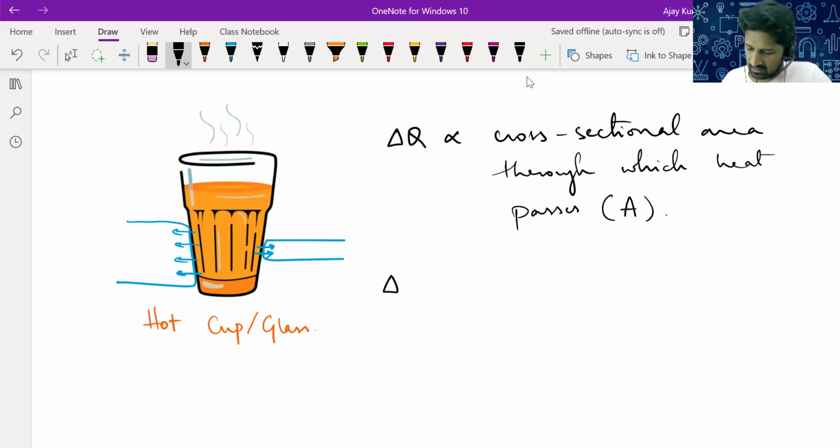Another thing we can tell is that the amount of heat that gets transferred is proportional to the temperature difference, obviously. If there is very little temperature difference, even if you maintain contact for a lot of time, only a small amount of heat will get transferred. If there is a large temperature difference, more heat will get transferred in the same amount of time. So it's proportional to temperature difference. And obviously, it is proportional to the time that you allow also.